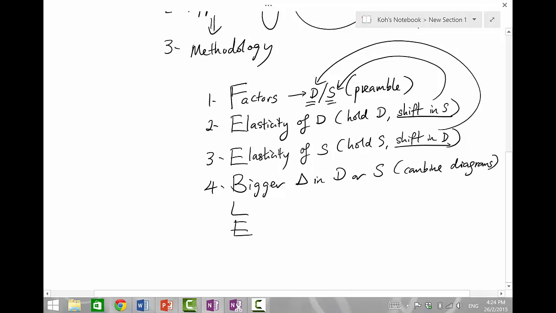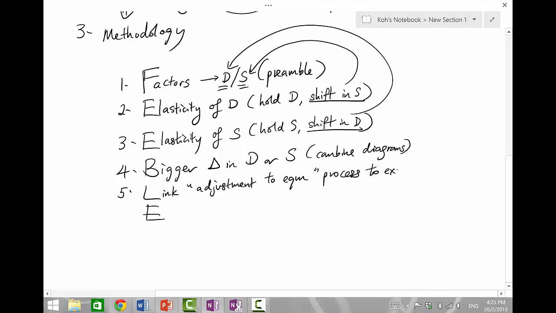Because if you don't assess which curve shifts more, the impact on P or Q may be indeterminate. So this step is important, okay? Once you're done with step 4, step 5 is a standard step, okay? Which means you have to link in your adjustment to equilibrium process, okay, to explaining the diagram. And what we are explaining here is the combined shift diagram.